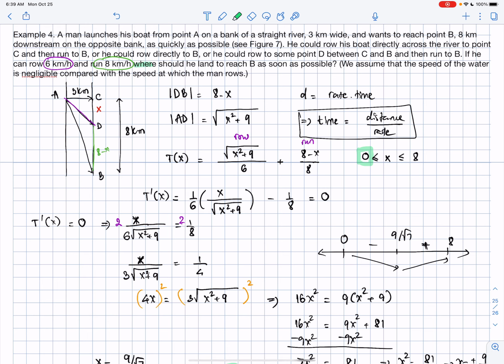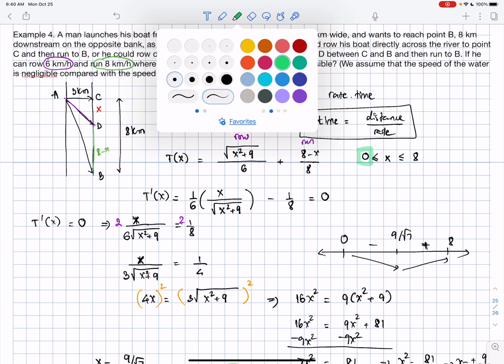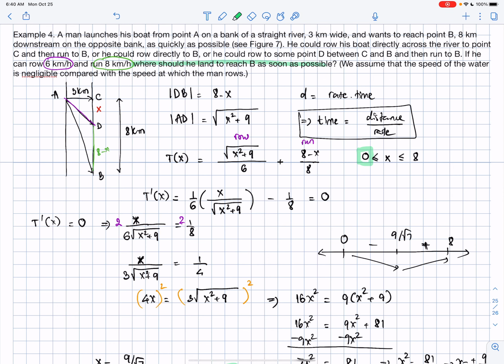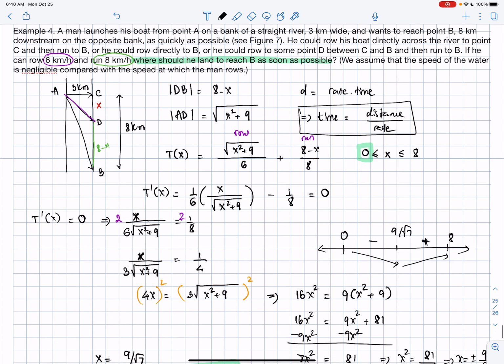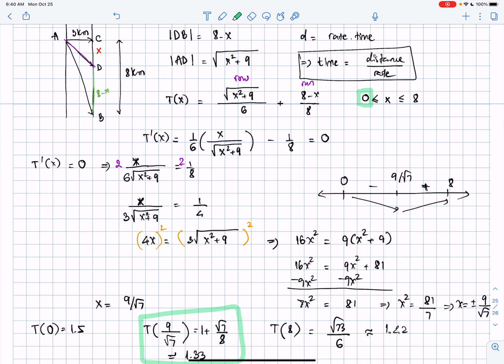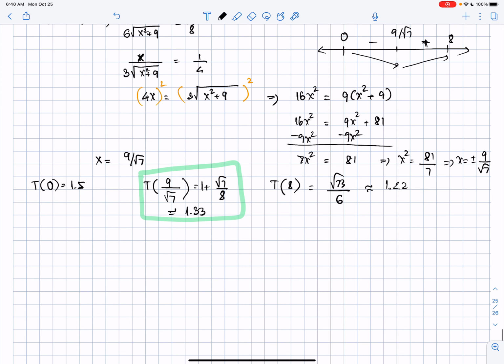So they ask us where he should land to reach B so that we get the shortest time. So it's going to be at the point D, and the point D is x away from C, so we can answer with x. So x equals 9 over the square root of 7 is the distance from C to D, and this is approximately 3.4 kilometers.